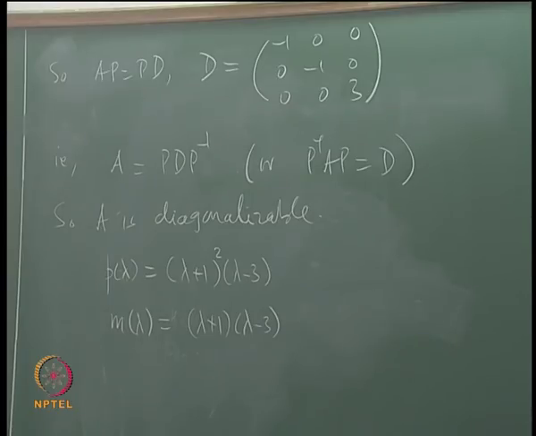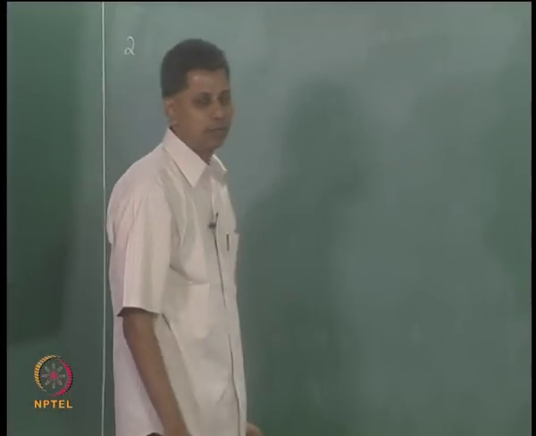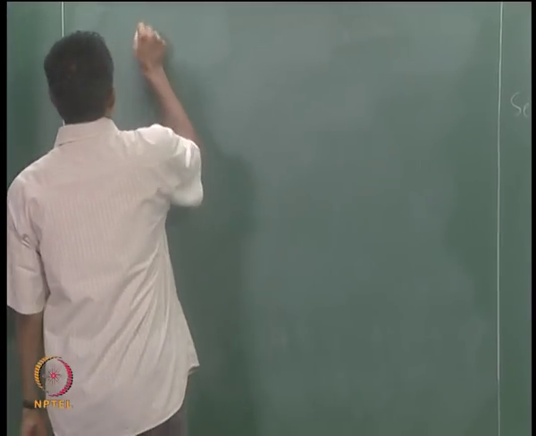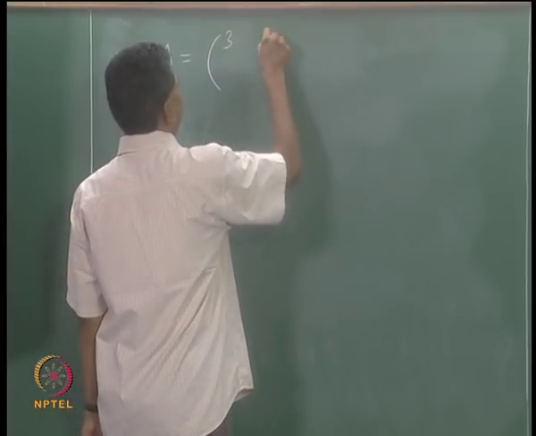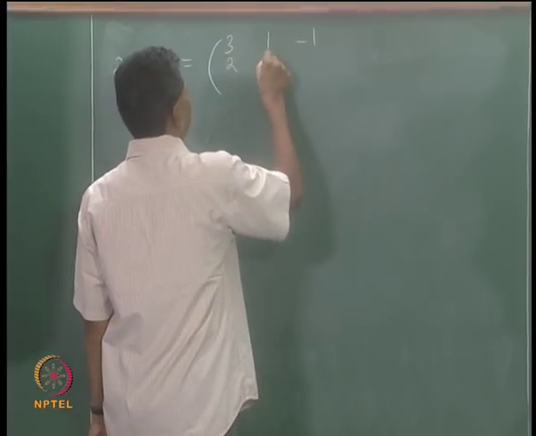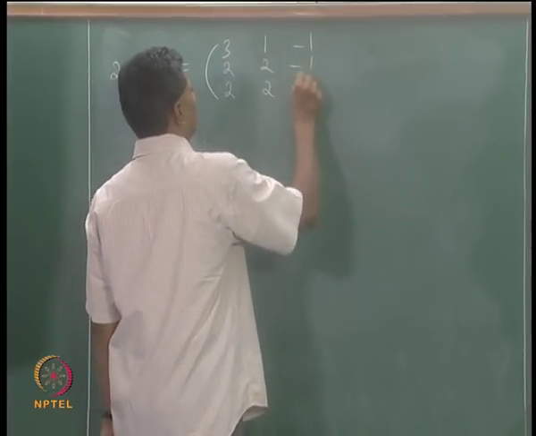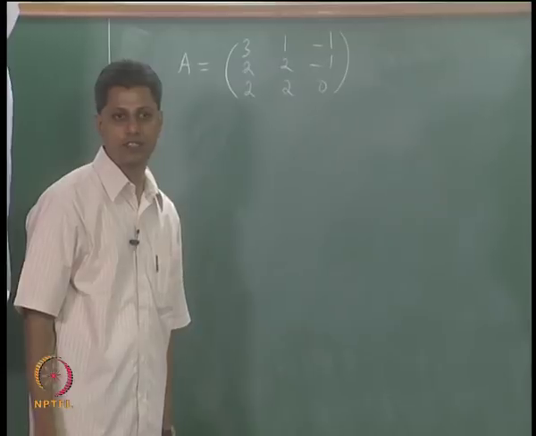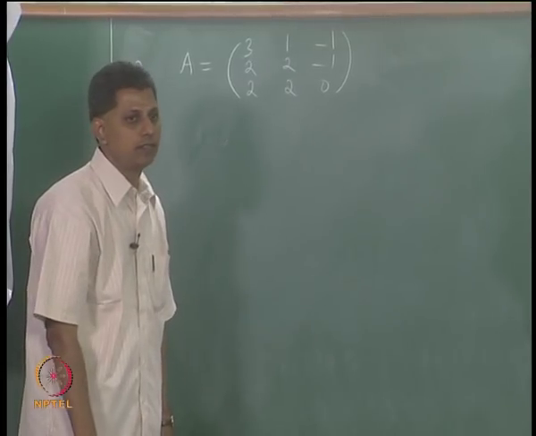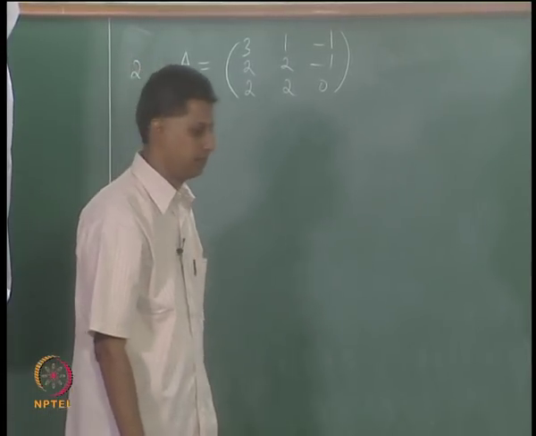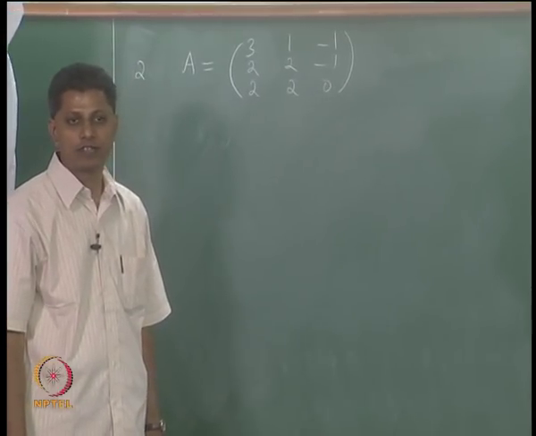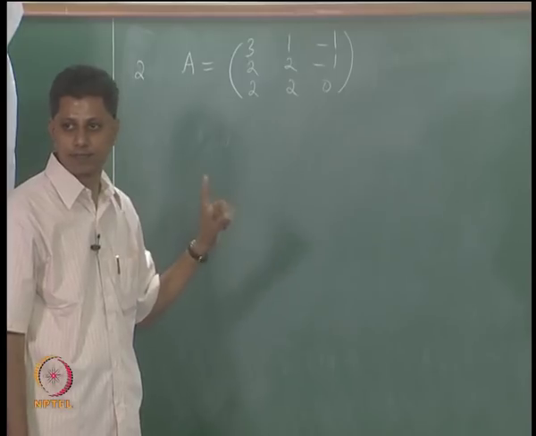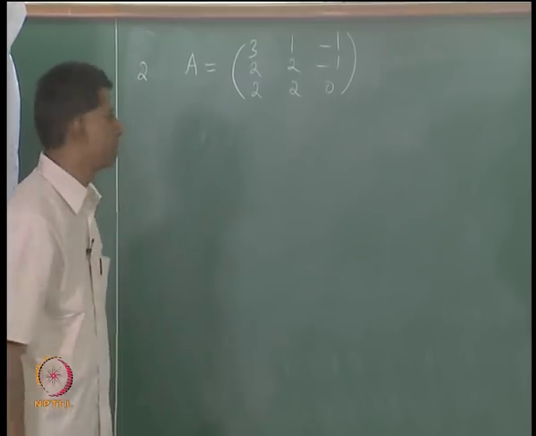Let us go back to the second example. The second example that we discussed earlier. Tell me if the entries are correct. 3, 1, minus 1, 2, 2, minus 1, 2, 2, 0. Can you just check and tell me if this is the second example? This is an example of a matrix which is not diagonalizable, in spite of the fact that the eigenvalues exist. Are the entries okay? Okay.